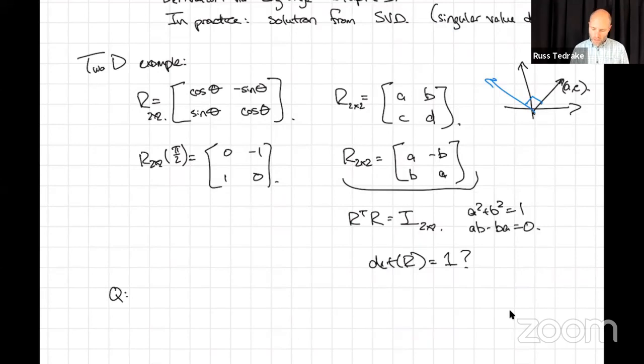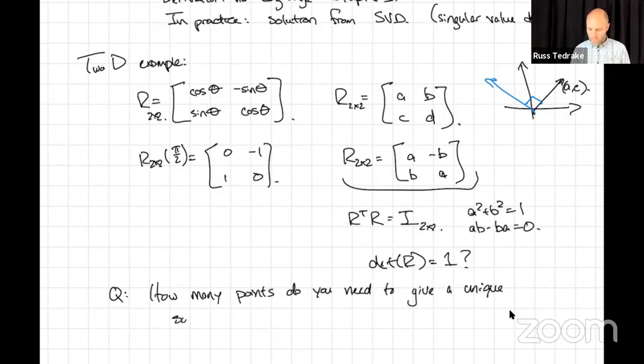Here's a good one. How many points do you need to give a unique solution, even in 2D? I had a bank of good questions, but I didn't quite get down to them.